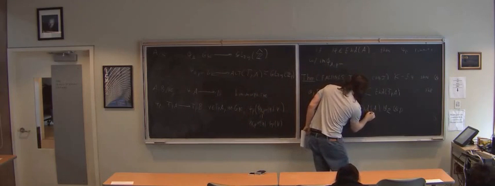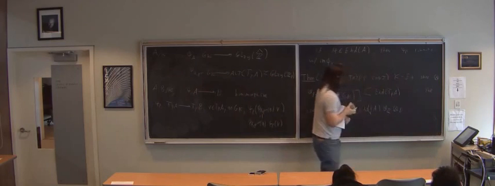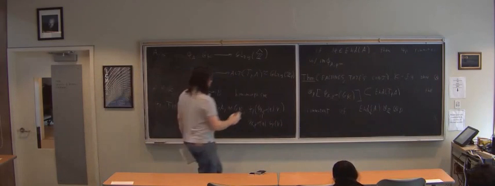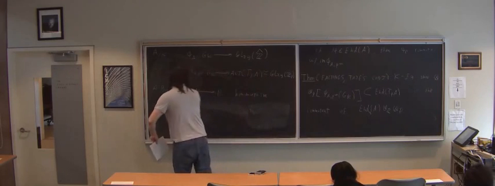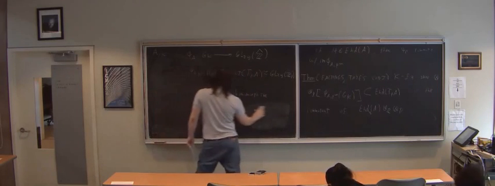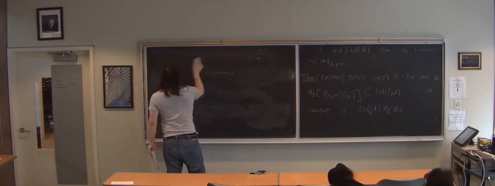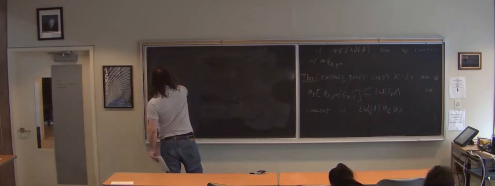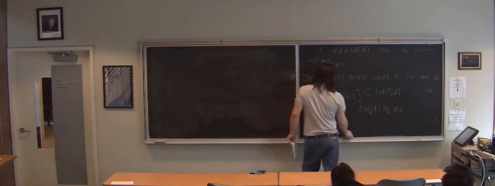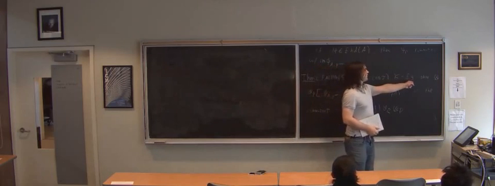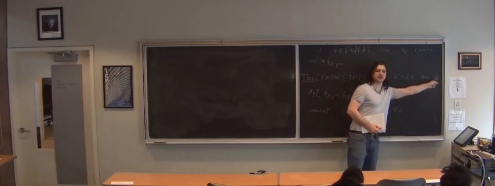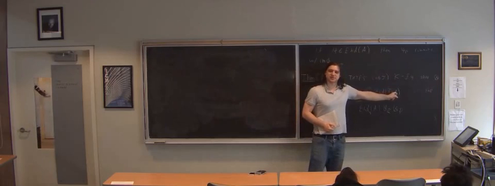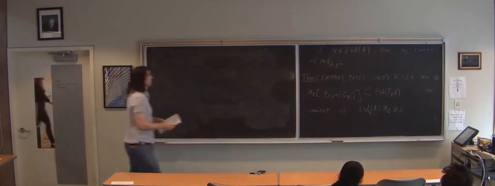For clarity, I'm going to put End sub K here. That's important. So we're only allowing endomorphisms defined over K. Maybe I'll just mention in words that if K is finitely generated over a finite field, so in positive characteristic, then you can make the analogous statement for all primes different from the characteristic, and that's due to Tate. Much simpler argument.